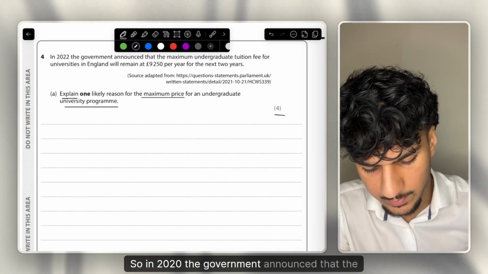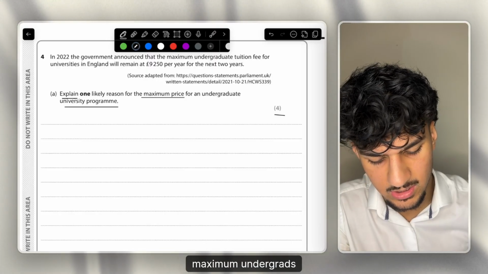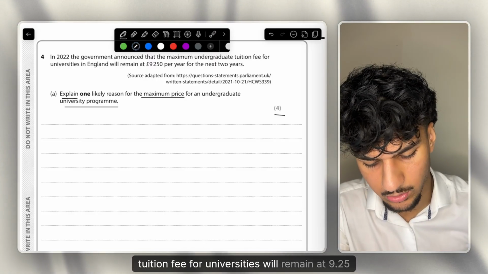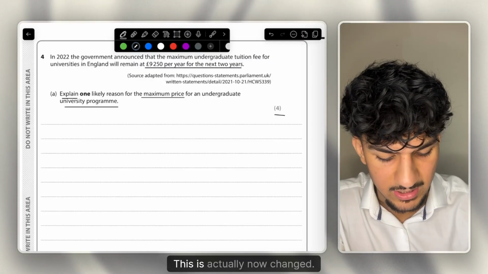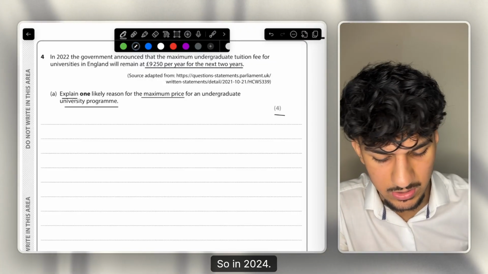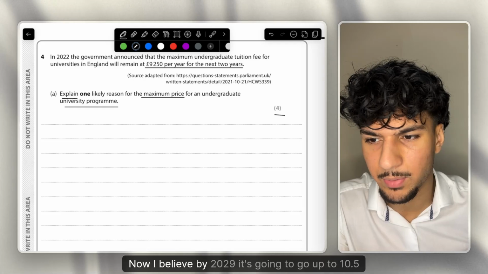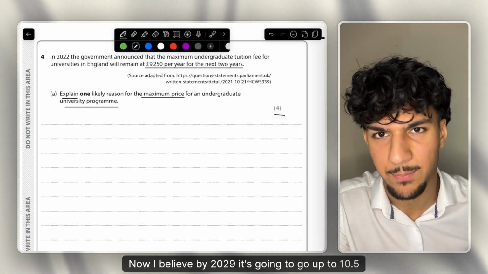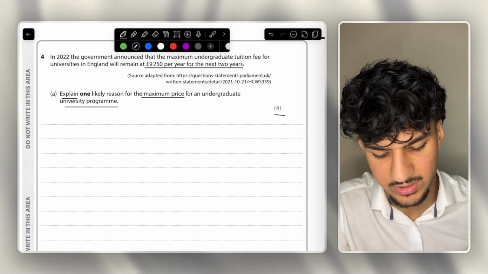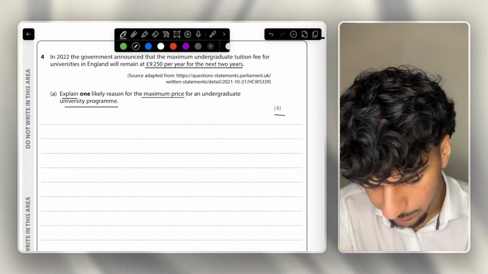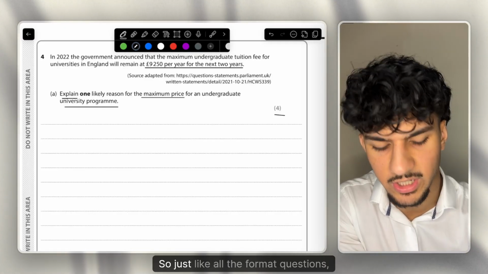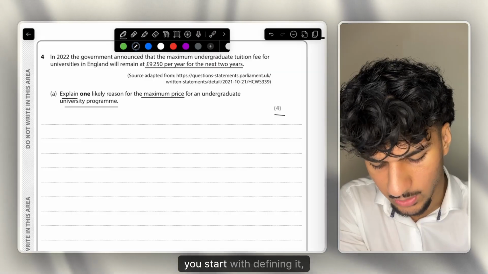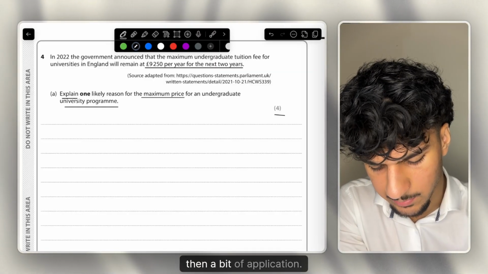So in 2022, the government announced that the maximum undergrad tuition fee for universities will remain at 9.25 per year for the next 2 years. This is actually now changed. So in 2024 now, I believe by 2029 it's going to go up to 10.5 for university students, but that is besides the point. But yeah, back to the question, what is one likely reason for this maximum price? So just like our other 4-mark questions, you start with defining it, then explanation, then a bit of application.